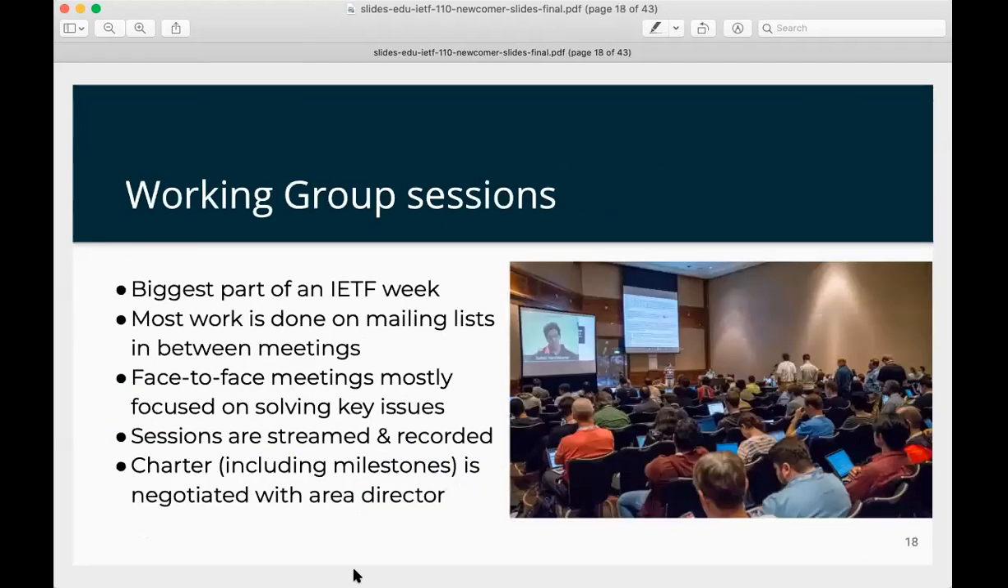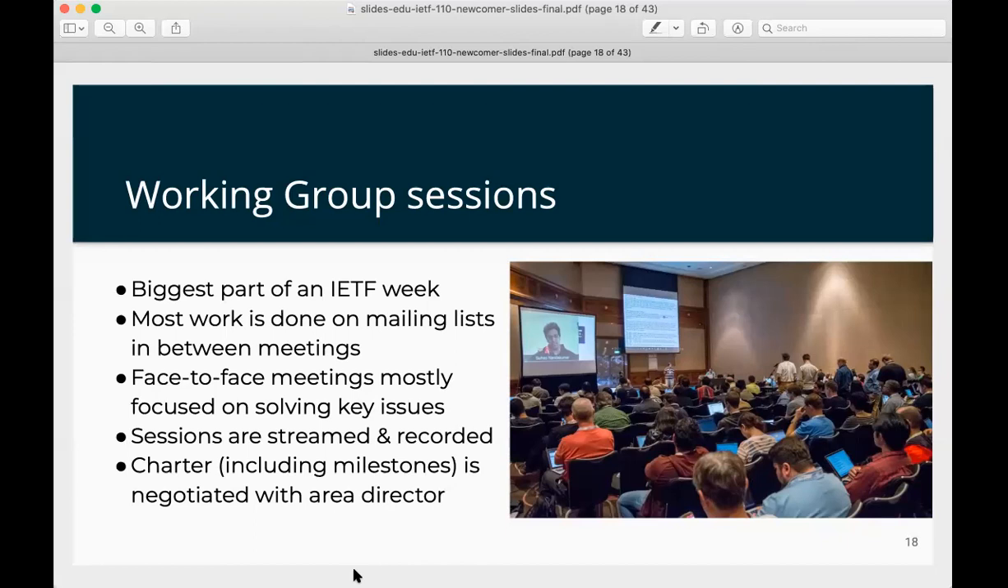So the working groups obviously are the biggest part of the IETF. Most work is done on mailing lists in between meetings, and some working groups also have virtual interim meetings. So we've been meeting regularly in between the regular full meeting of the IETF. Generally speaking, working groups spend their full working group meeting focused on solving key issues. So oftentimes you're not going to see a lot of presentations giving you a lot of background on it unless it's an early working group.